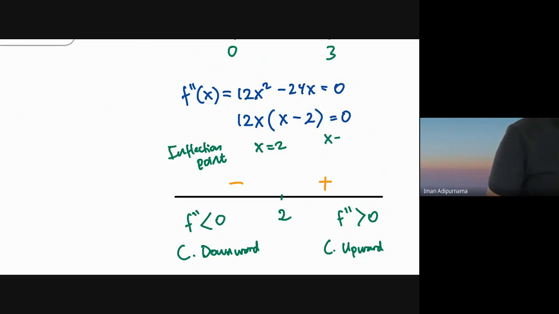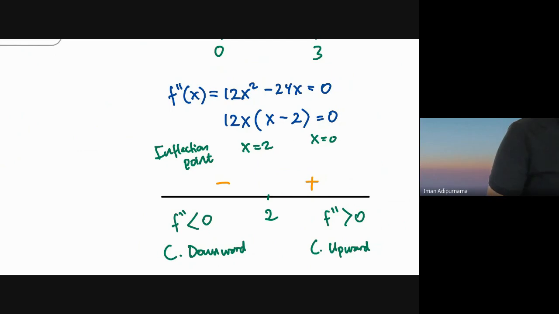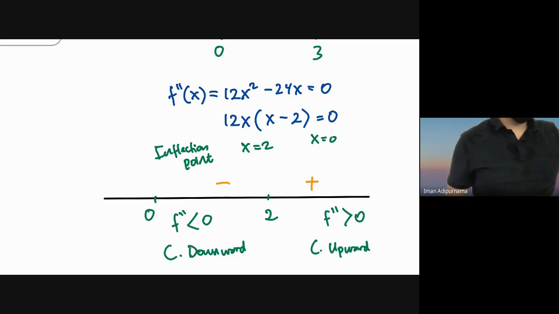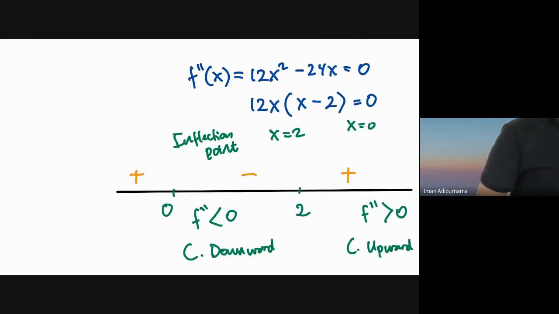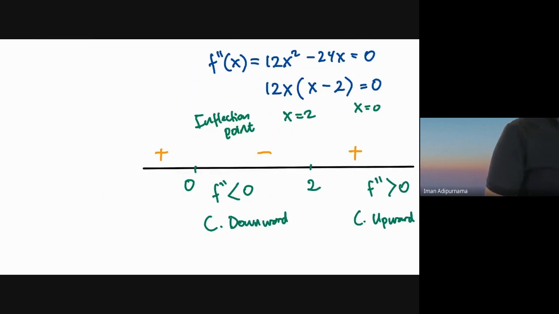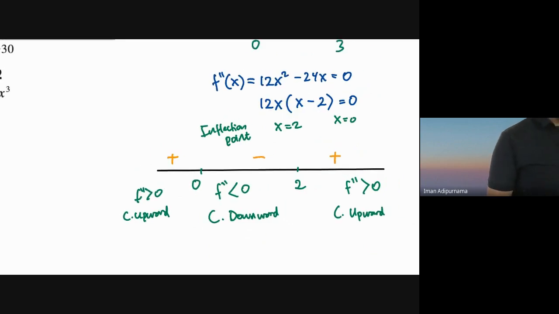Inflection point also 0. I forgot to mention 0. So maybe here we take. Okay, I forgot to mention 0. If you have negative, it will be positive. So this will be another concave upward. So 0 and 2 will be the inflection points.